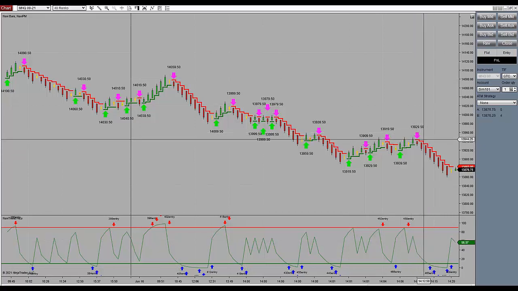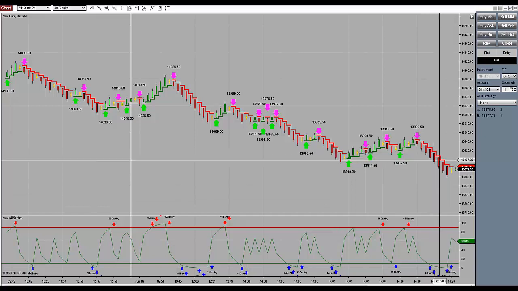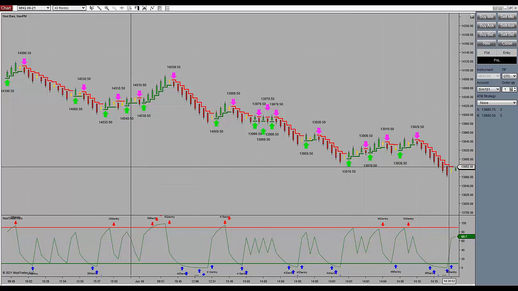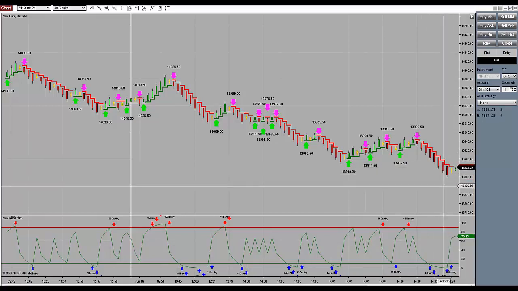Now this red line that's on the chart above the price bars can be used as a trailing stop. So you can see that we're at a point here where we would likely be out of this trade now on the trailing stop.